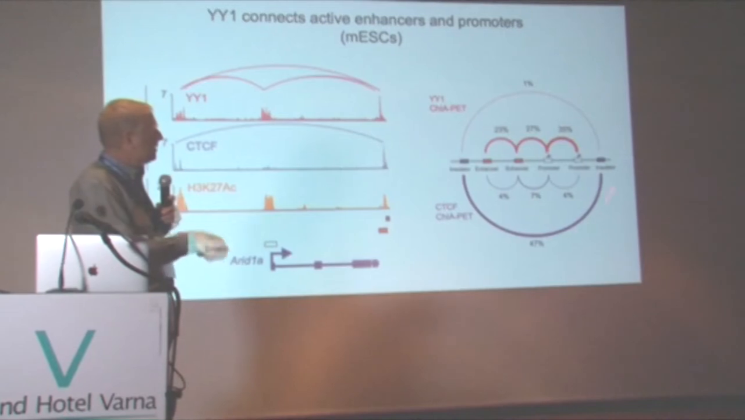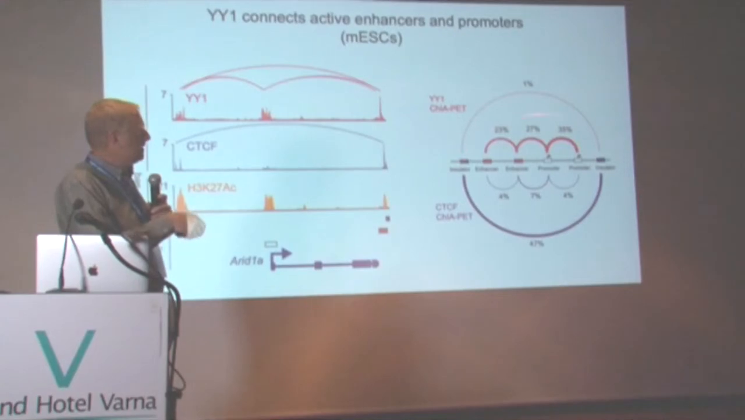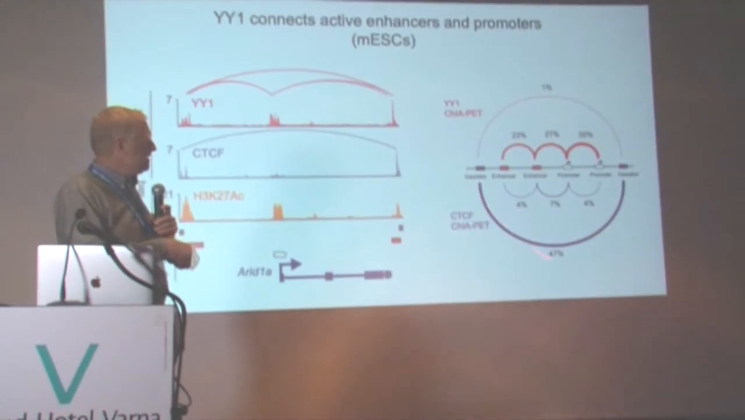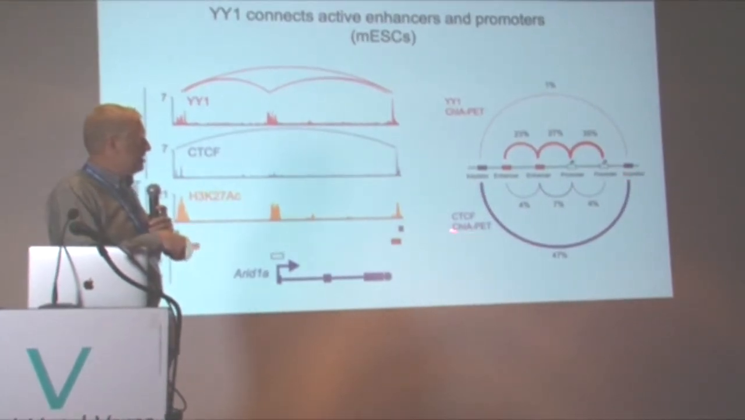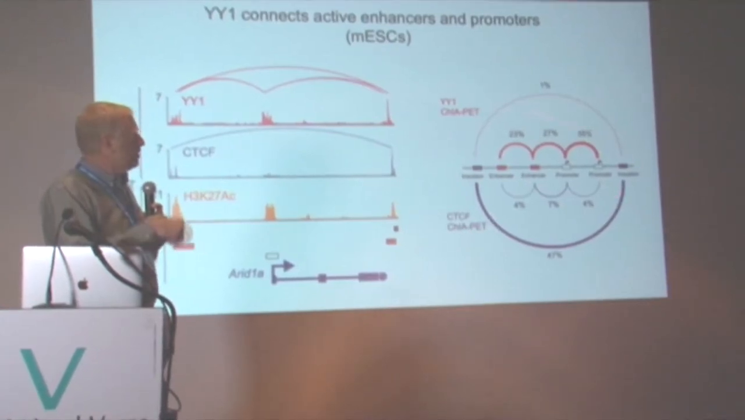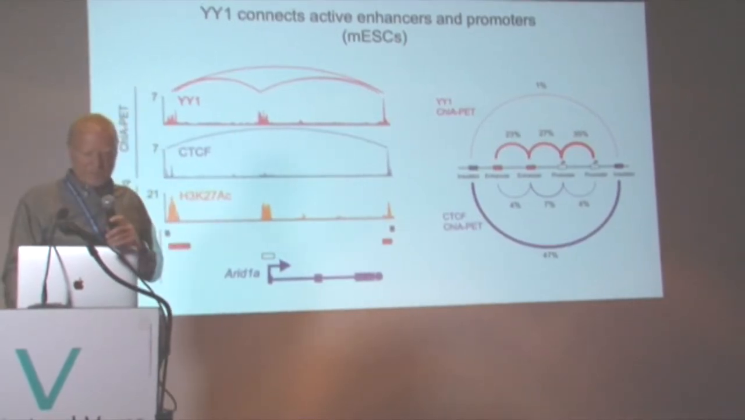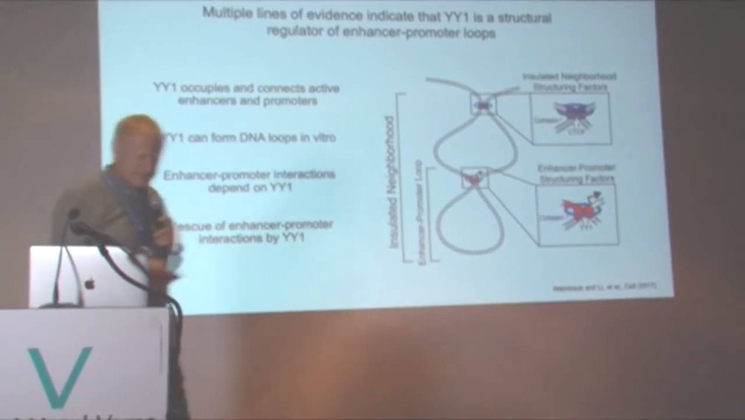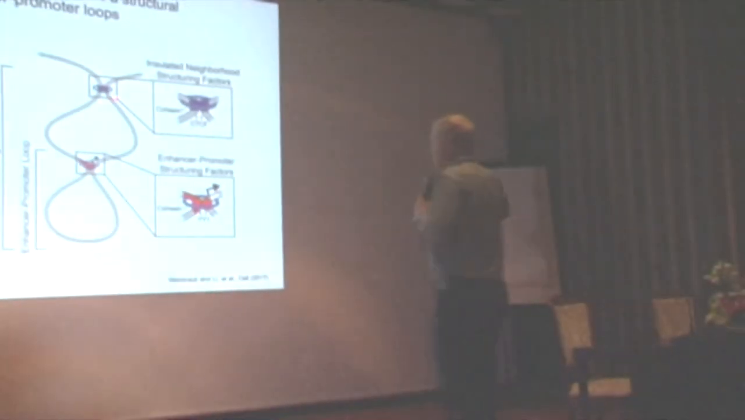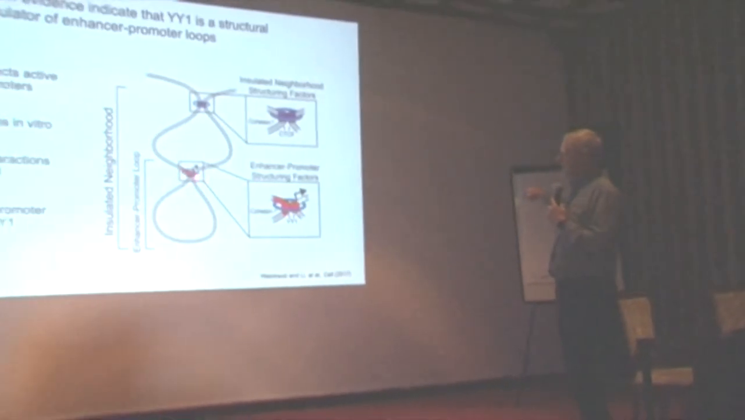This is just a summary data set of genome-wide data that says that if you look from insulator to insulator, these are these CTCF sites, then the majority of CTCF ChIA-PET, that's a proximity ligation assay, is occurring between insulators. But with YY1, it's the opposite. The majority of interactions are occurring between promoters and enhancers. So that's led to this model in which you have cohesin interacting with CTCF here, and you have cohesin interacting with these YY1 molecules here.